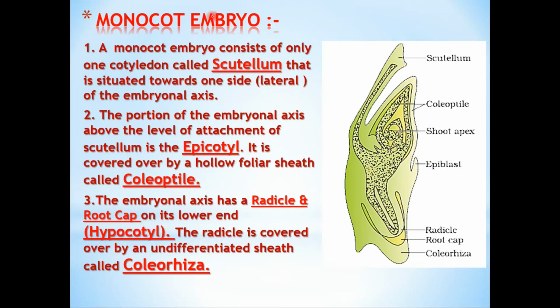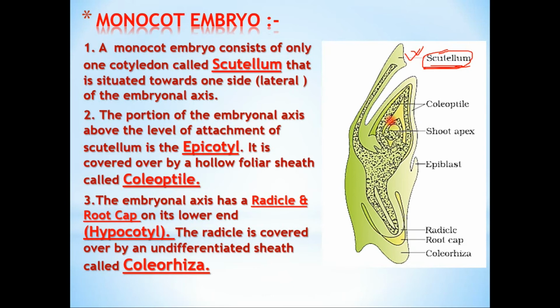In a monocot embryo, you will find a structure like scutellum. Scutellum is in fact the rudimentary cotyledon. In the dicot seed, you will find the two cotyledons, but in monocot seed, we will find only one cotyledon, and that too in a very rudimentary manner, in a very small scale. So that's why such rudimentary cotyledon, that single cotyledon in monocotyledonous seeds, is called scutellum.